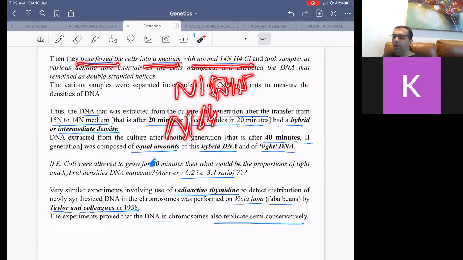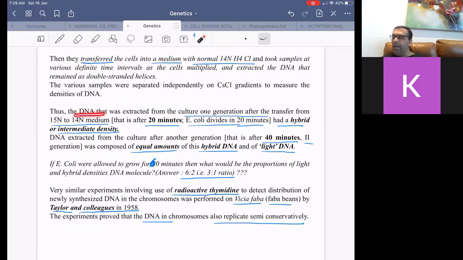And what did they observe? They observed DNA was extracted from the culture one generation after they had transferred N15 to N14, that is after 20 minutes. E. coli divides every 20 minutes. It had DNAs with hybrid or intermediate density. And after 40 minutes, second generation, there was equal amount of hybrid DNA and light DNA.